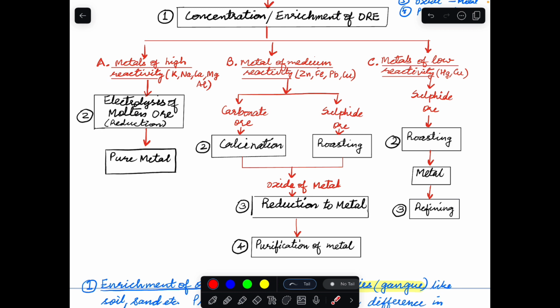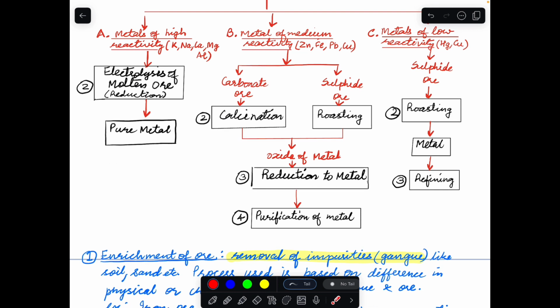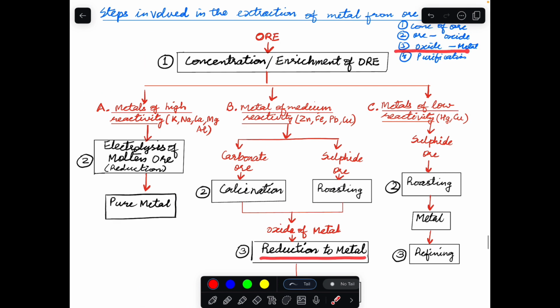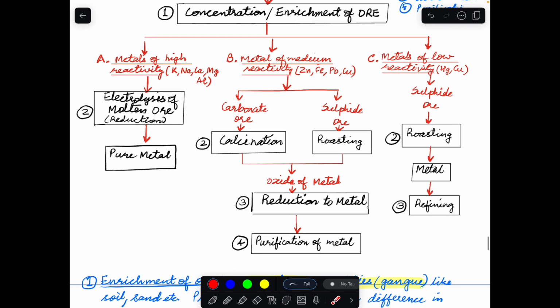Now this oxide of metal will undergo reduction to metal, that is your third step. We have written here oxide to metal, third step. And finally the metal which is produced here, we will do purification of it, therefore the last step. In case of the last example, high reactivity metal, the metal which is obtained by the electrolysis process is already of high purity, so there is no point of doing purification in that case. So we will do purification in case of metals like zinc, iron, lead and copper.